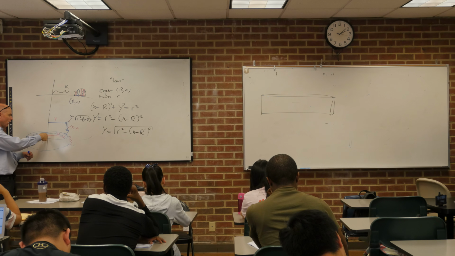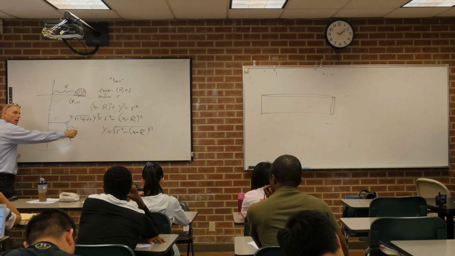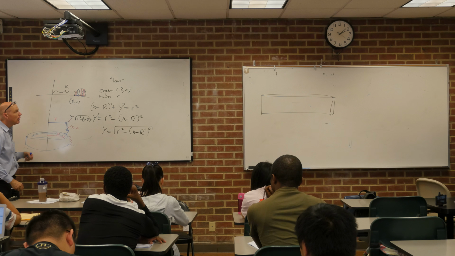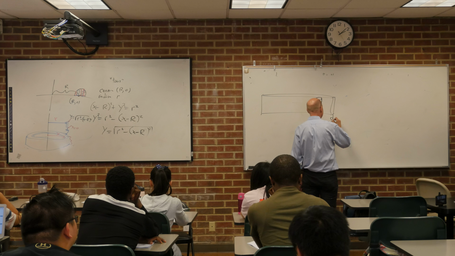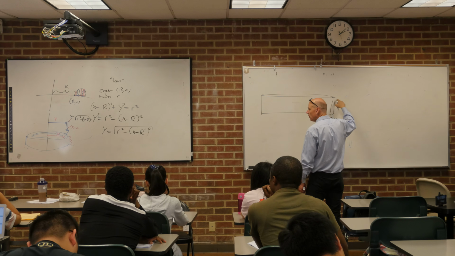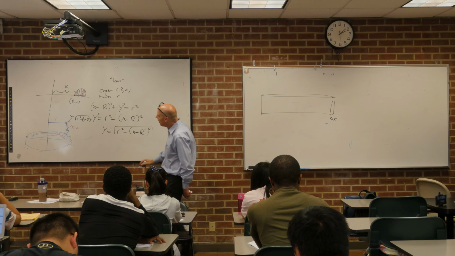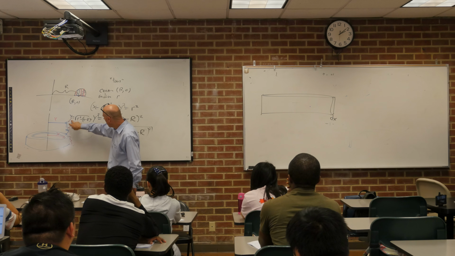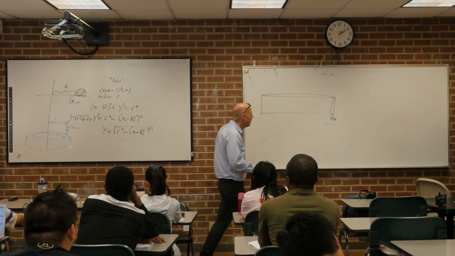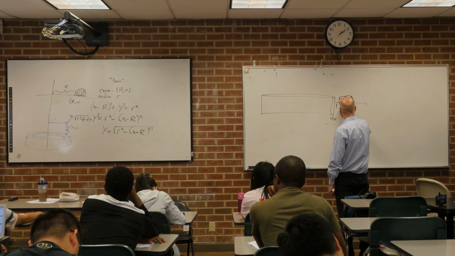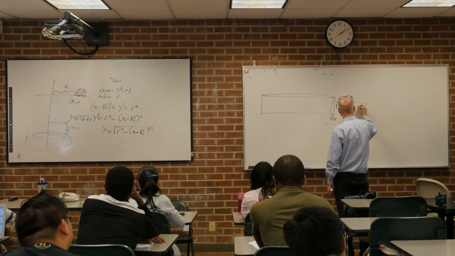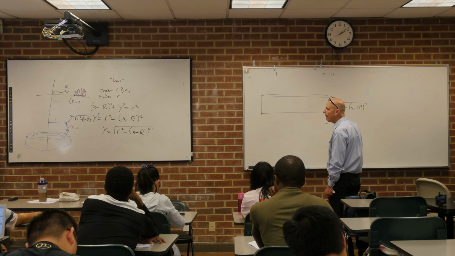Got the circle here. I cut it in the front and peel it open like that. So this thickness is the dx. This vertical distance is this vertical distance here, which is given by the y. And that's little r squared times big R squared.